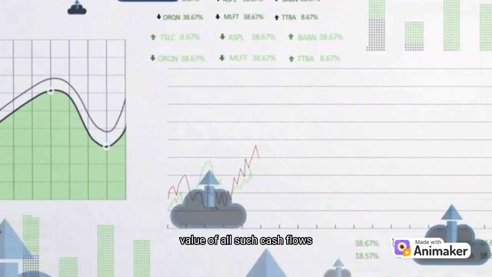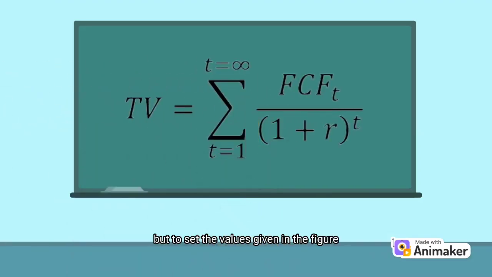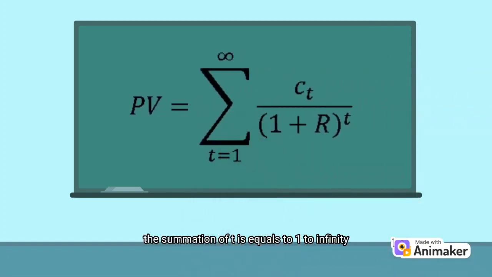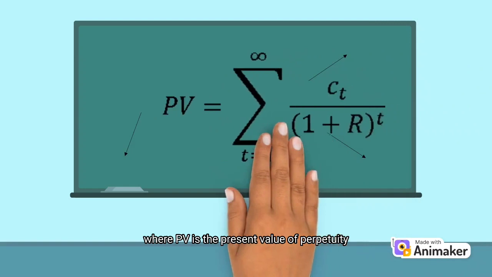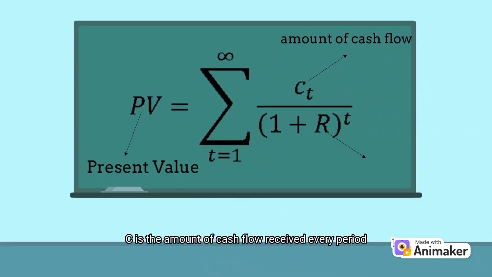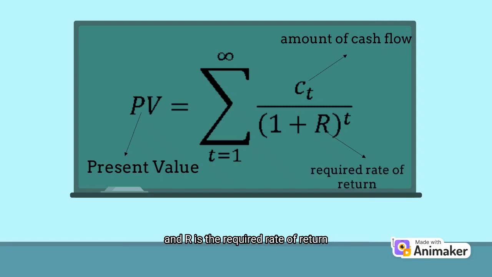Following the point at which we can predict future cash flows, the terminal value displays the current present value of all such cash flows. But to suit the values given in the figure, we will replace the variables in the formula with those that are in the figure, where PV equals the summation of t equals 1 to infinity of c sub t over (1 plus r) raised to t, where PV is the present value of perpetuity, c is the amount of cash flow received every period, and r is the required rate of return.